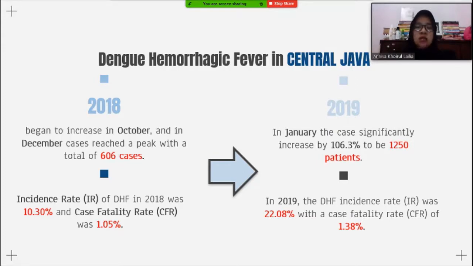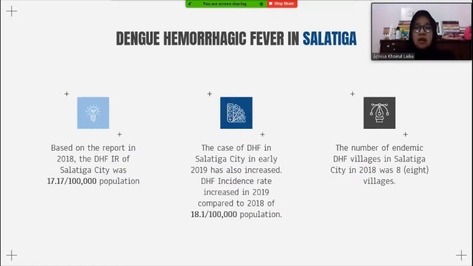And for the incident rate, it increased from 2018. The incident rate was 10.30%, and became 22.8% in 2019. And the CFR, or case fatality rate, also increased from 1.5% in 2018 to 1.38 in 2019. And how about dengue hemorrhagic fever in Salatiga?